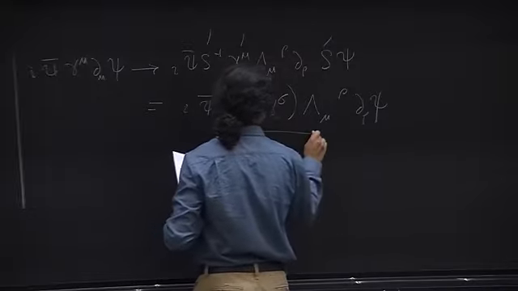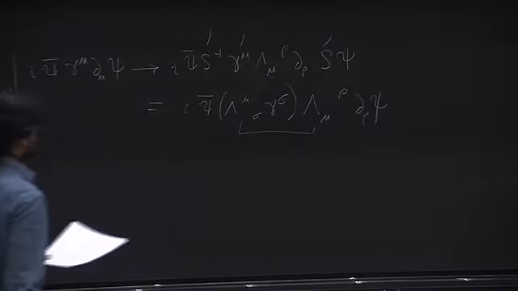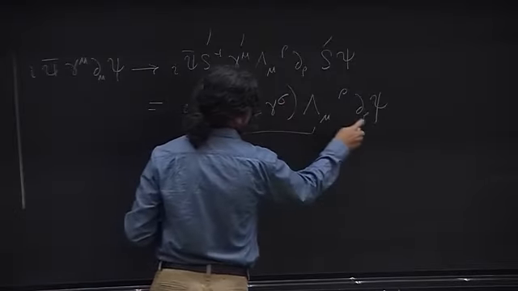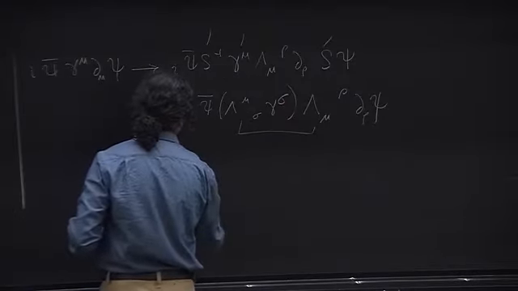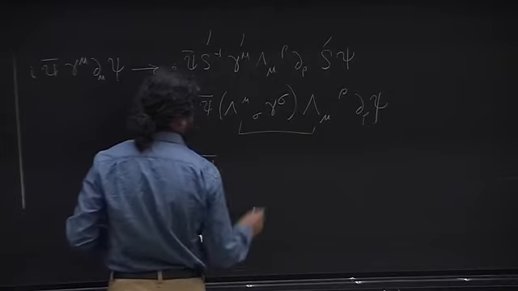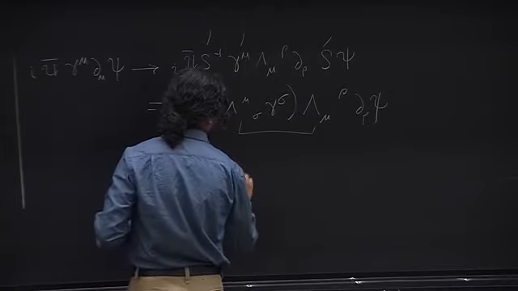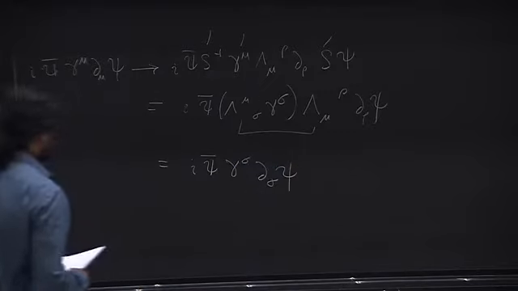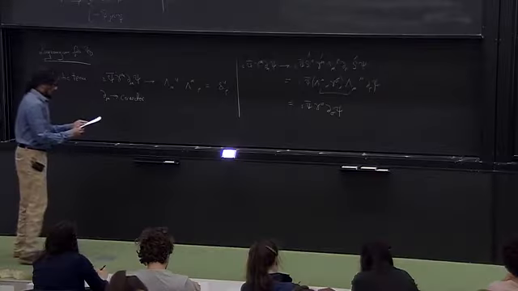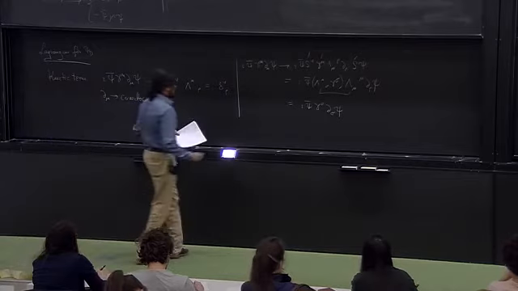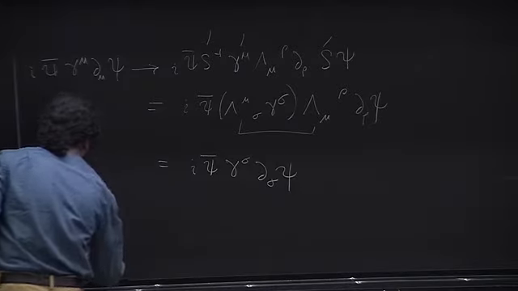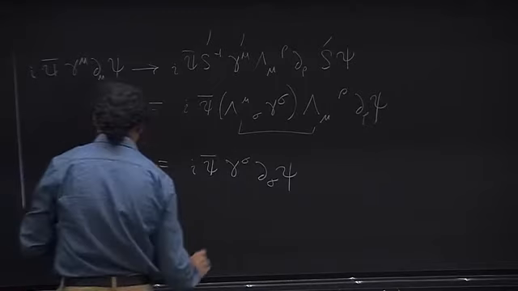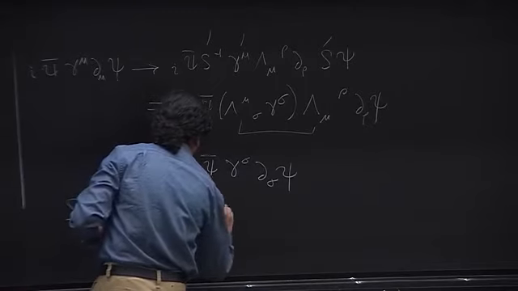Now this one and this one are inverses of each other, so they give you a delta function, and that delta function sets this index and this index to be the same. So you get, okay? So our kinetic term is i times d4x psi bar.